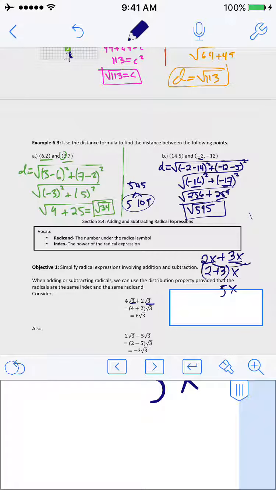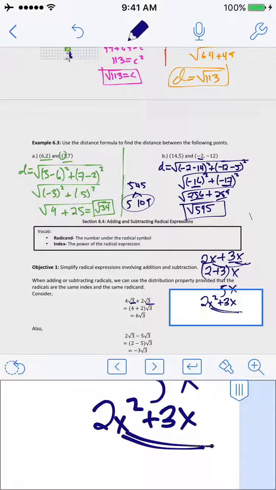I can't do that with something like 2x squared plus 3x because I can't take the x part out, right? There's too many x's there. So can't do it with that. It's the same exact logic with radicals.